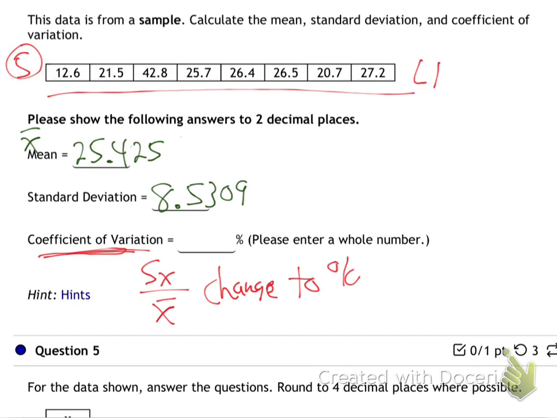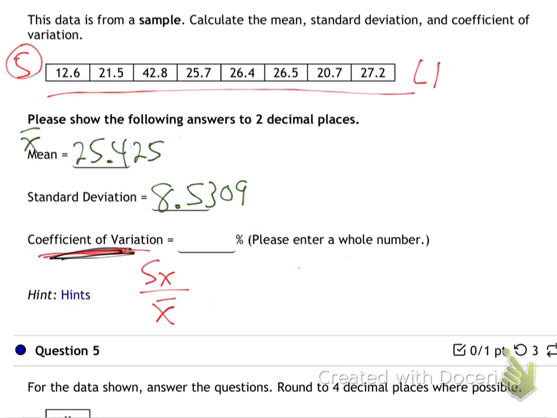8.5309. Anyway, I'm using too much accuracy on purpose because, I don't know if you know this, but if you're going to use a number in a future calculation, then you need to use more accuracy so you don't get the final one wrong. Let me say that again. Down here I'm going to have to use S sub x and x bar. Use a number that's not rounded too abruptly. So here we go.